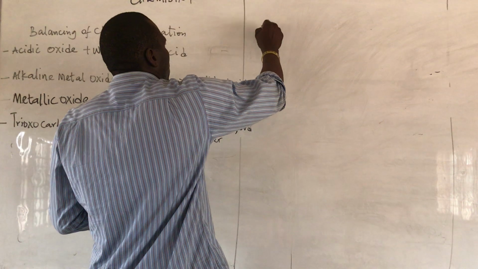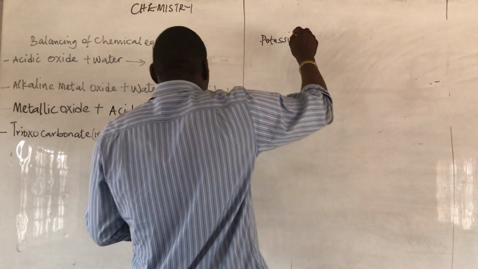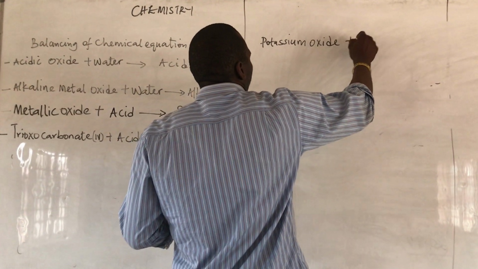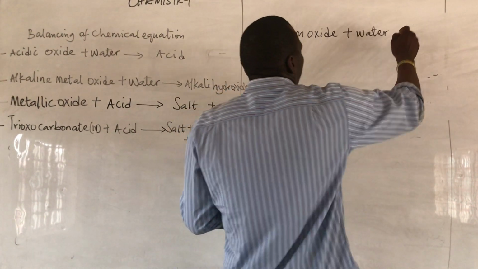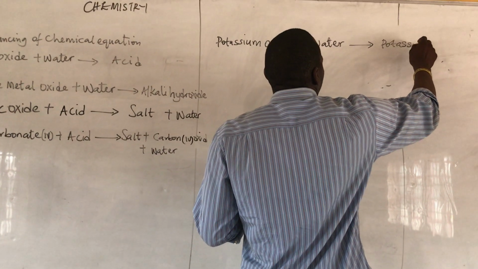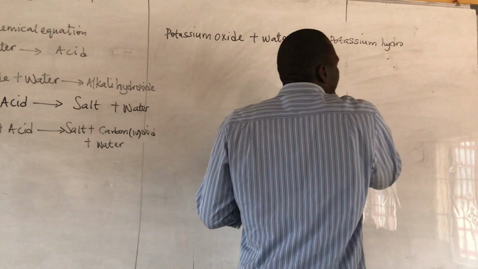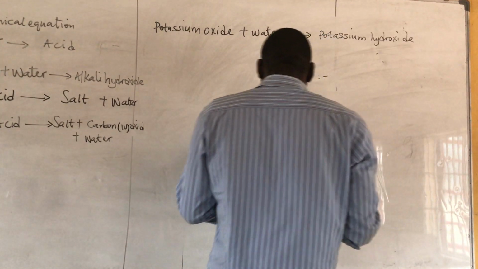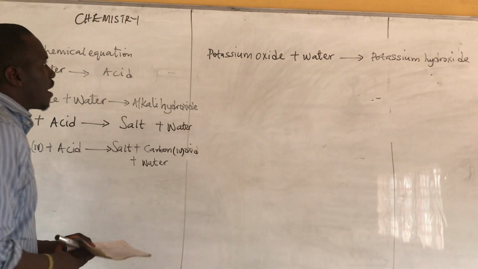Example, potassium, which is a group 1 element: potassium oxide plus water. Potassium oxide plus water to give us potassium hydroxide, which is an alkaline, an example of an alkaline hydroxide. Let's see the formula representation.